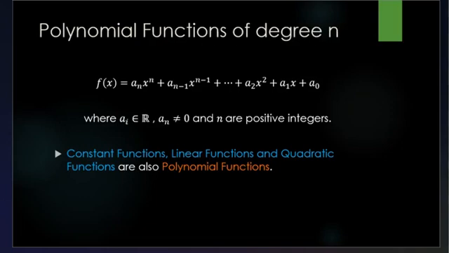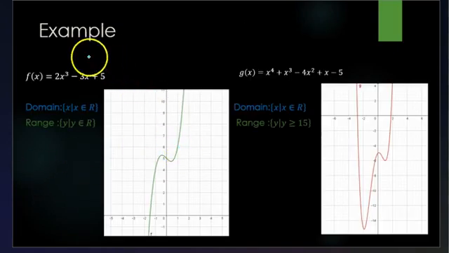Then the last one here is the polynomial function. So what is a polynomial function? It's a function wherein the exponents of the variable x are positive integers. The constant, linear, and quadratic functions are also polynomial functions, but they have more specific names and more specific graphs. They are all considered polynomial functions. These are examples of polynomial functions, wherein the degree of the polynomial is 3 and here 4.